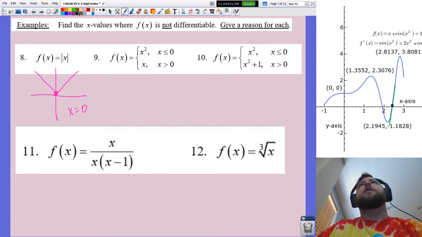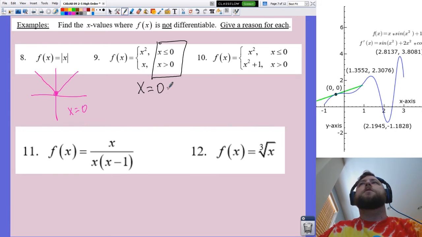Take this case. Now, when you have piecewise functions, in pretty much every case, you're not going to be differentiable where it changes. So we're going to say x equals 0. It's not differentiable. In this case, because it's going to also be a sharp turn.